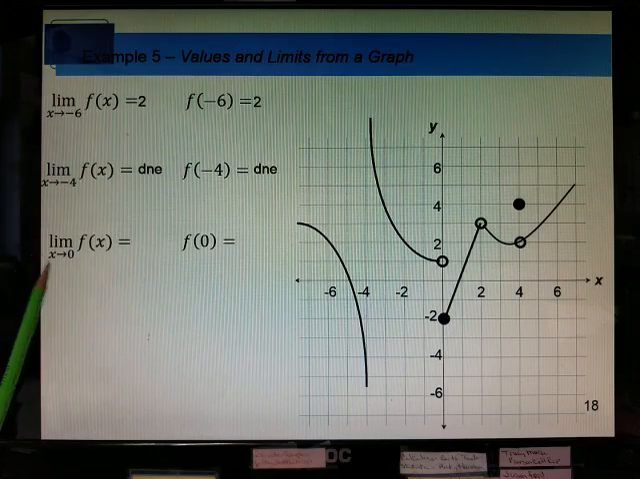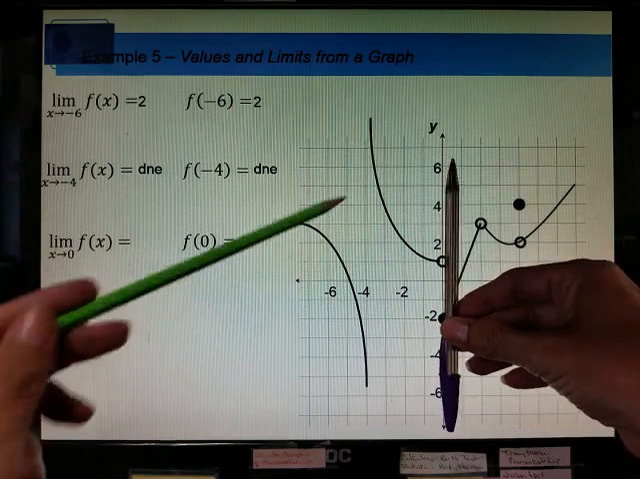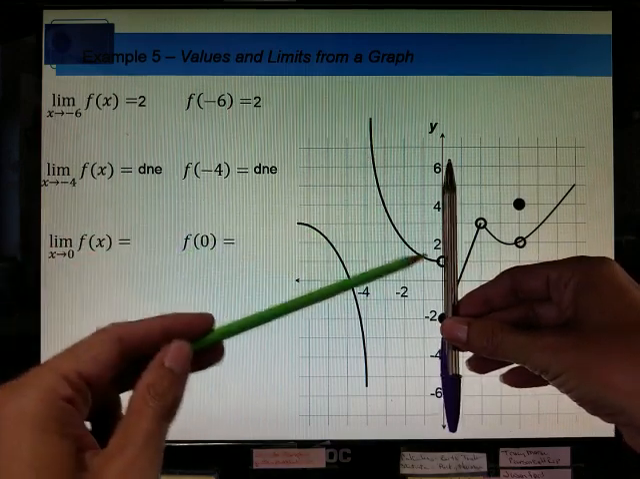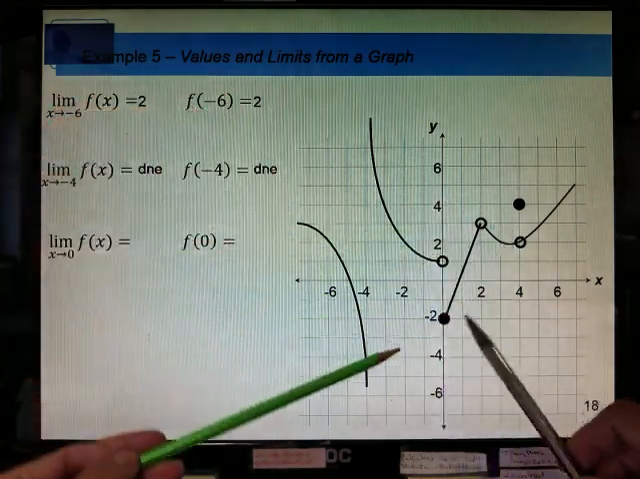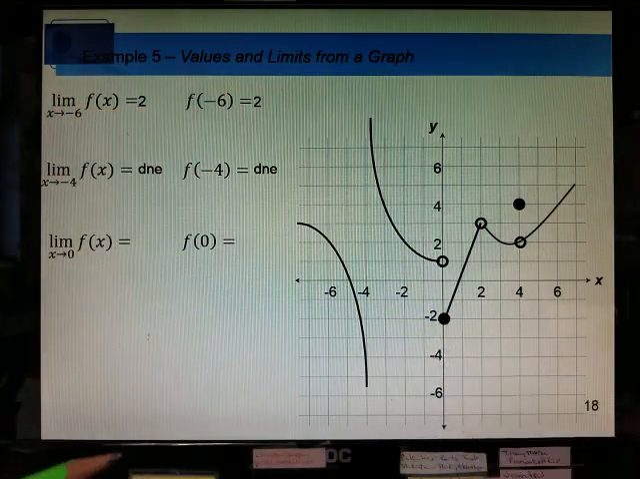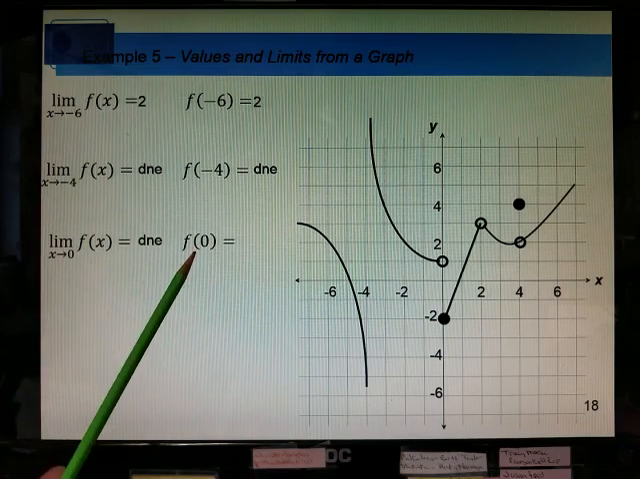All right, at x equals 0. The limit as x approaches 0. So here's the line x equals 0. From the left, that answer would be positive 1. From the right, that answer would be negative 2. Because they're not the same, this limit does not exist. But f of 0 does exist.